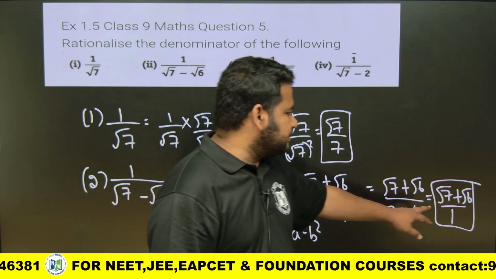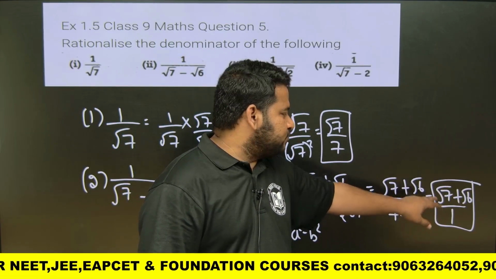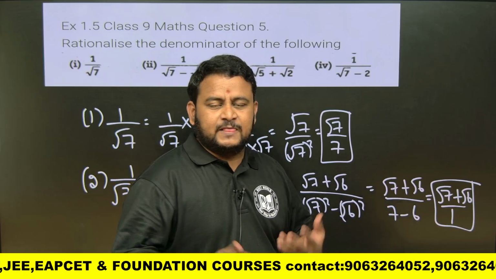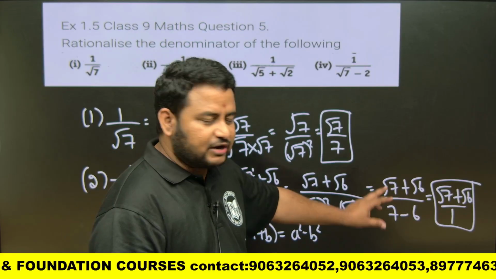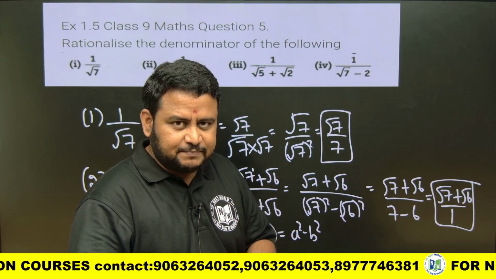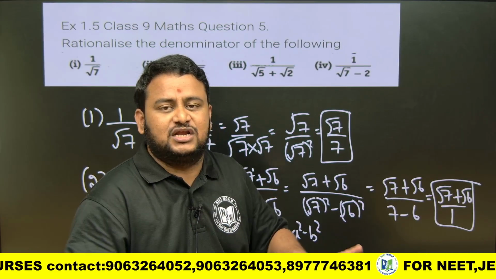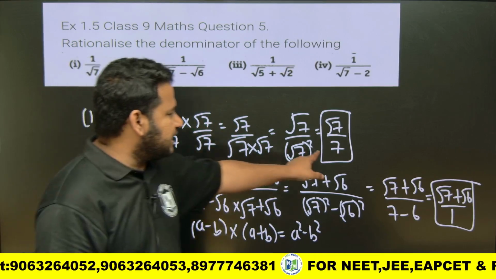Here, if nothing is there in the denominator, it is 1 itself, or you can write 1. So the denominator is 1. That is a rational number. Okay, we are rationalizing the denominator. Don't worry about the numerator. Rationalizing the denominator means there should be no irrational number in the denominator. In the first question, root 7 was there, that was irrational. We made it rational, it became 7.